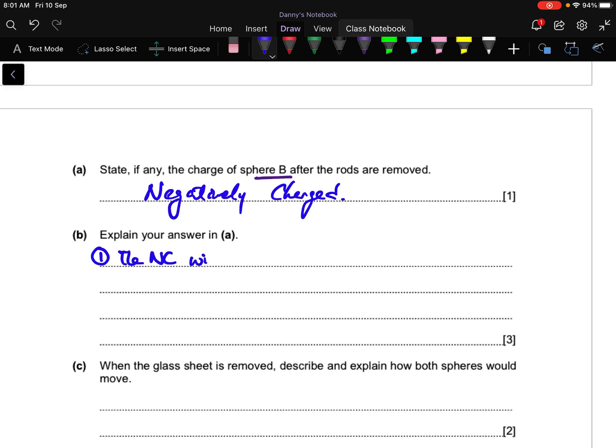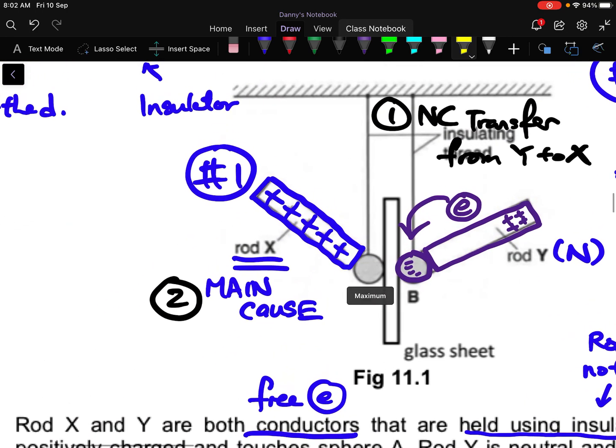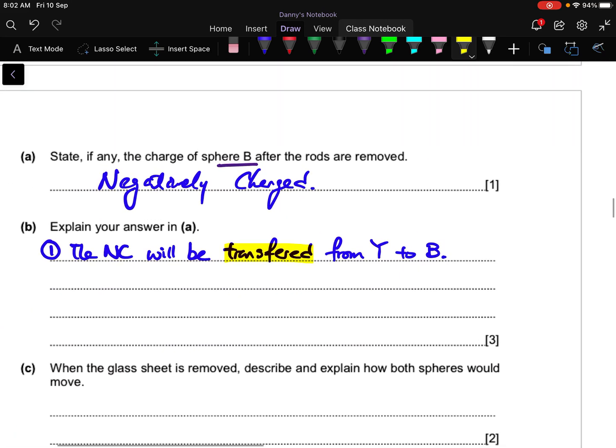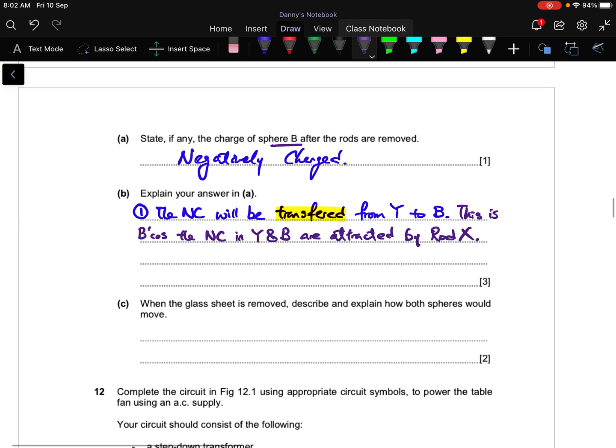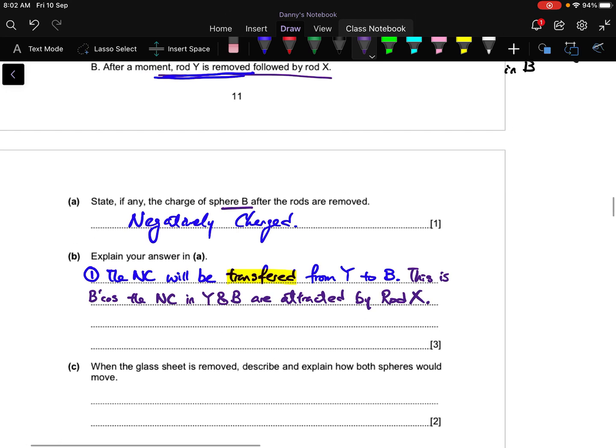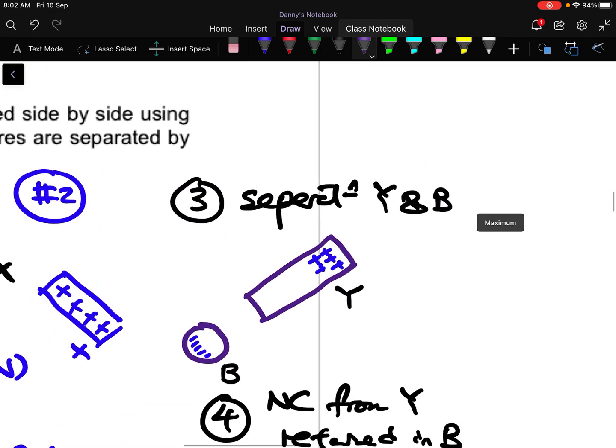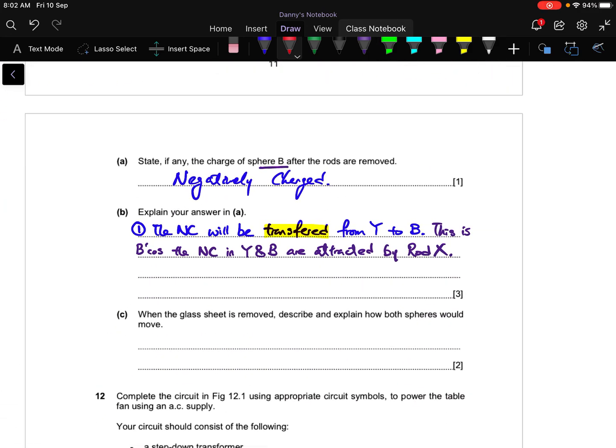So number 1, I will say something like, the negative charge will be transferred from Y to B. Notice I use the word transfer, because it is not induced, it is completely going from Y to B, right? So once I have that, I need to state the main cause, right? Why the transfer happened. So I will just use my perfect simple English. This is because the negative charges in Y and B are attracted by rod X. And you see that I won't go and talk about like charges repel, unlike charges attract, because there's simply not enough answer lines.